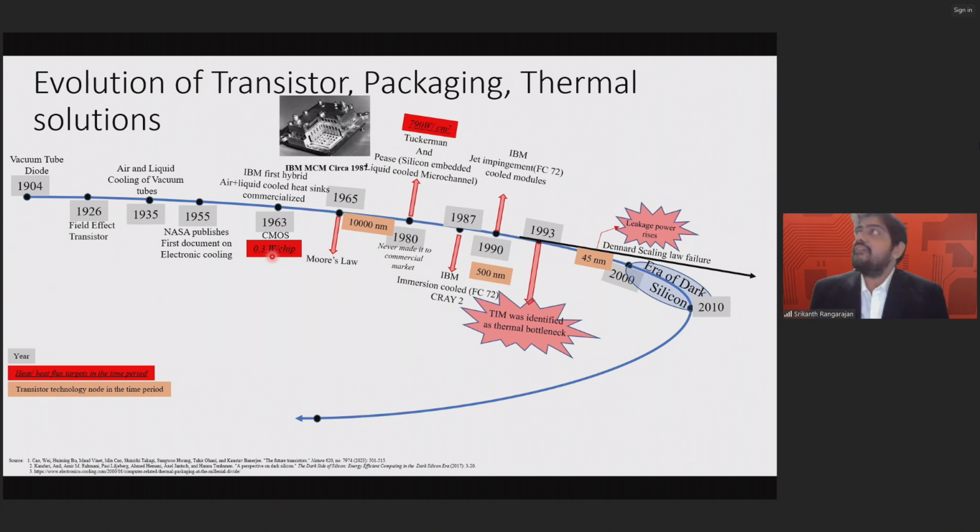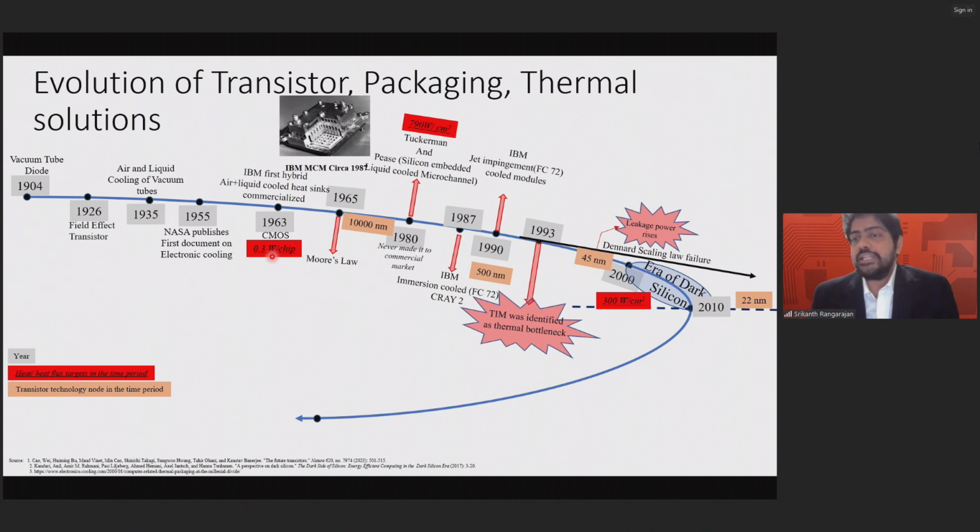And 2000 to 2010 really marks the era of dark silicon. This is the era where people started to have a particular part of the chip active and a particular part inactive, which means they were compromising on performance because of the thermal bottleneck. And in 2010, heterogeneous integration started to become very popular.